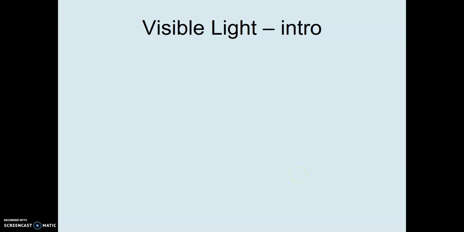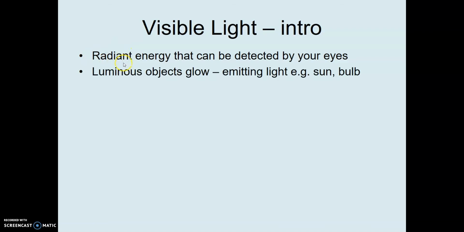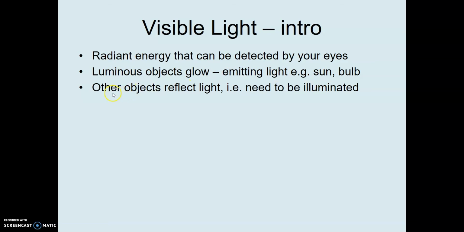Visible light, an introduction. It's radiant energy that can be detected by our eyes. We use the word luminous for things that emit light, like the sun and the light bulb. Other objects merely reflect light. They need to be illuminated.